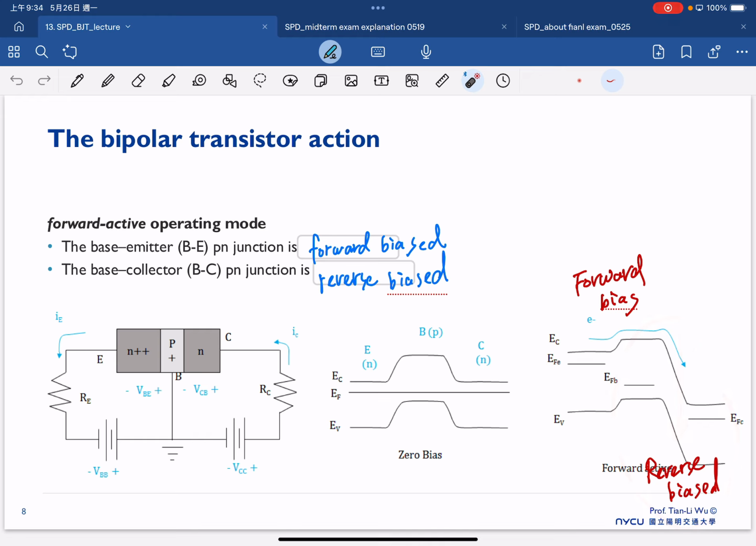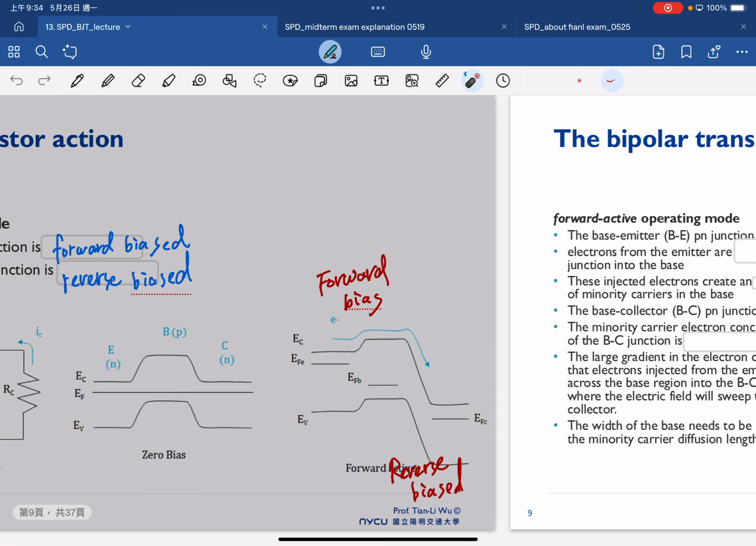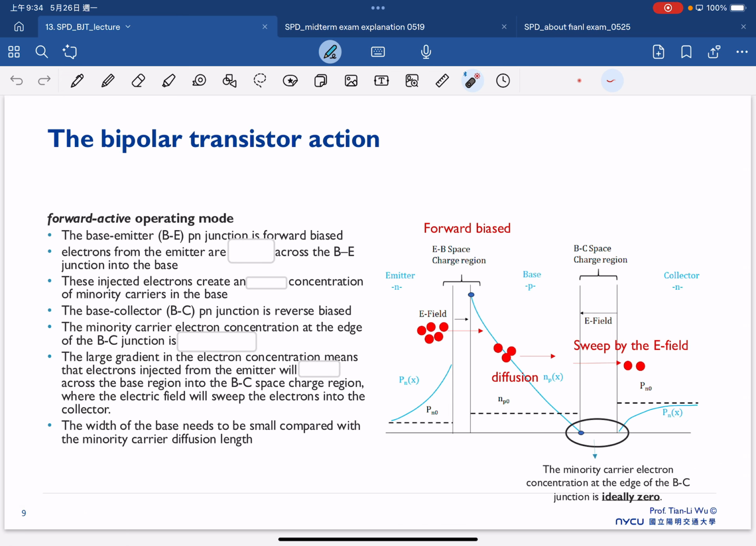But at the meantime, once electrons are able to flow through the base, because of this very large reverse bias, the electrons can be accelerated and reach the collector. So this is the basic operation, and we will have more details to explain the device operation for the BJT today. We have already shown this minority carrier distribution plot last time.